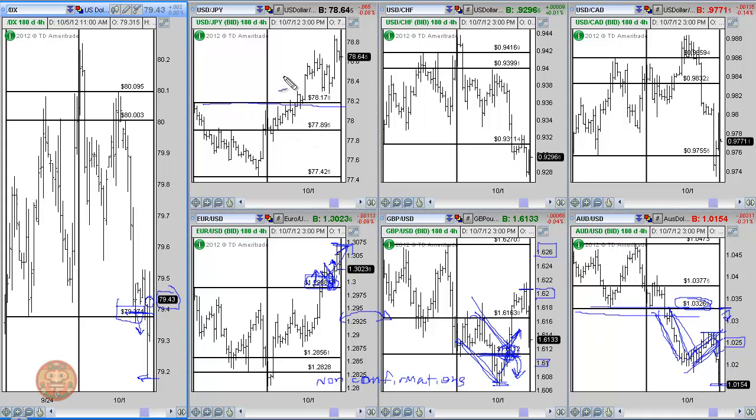Japanese yen here broke above last week's high, so you can see here is a breakout point, and then rallied off of this level.